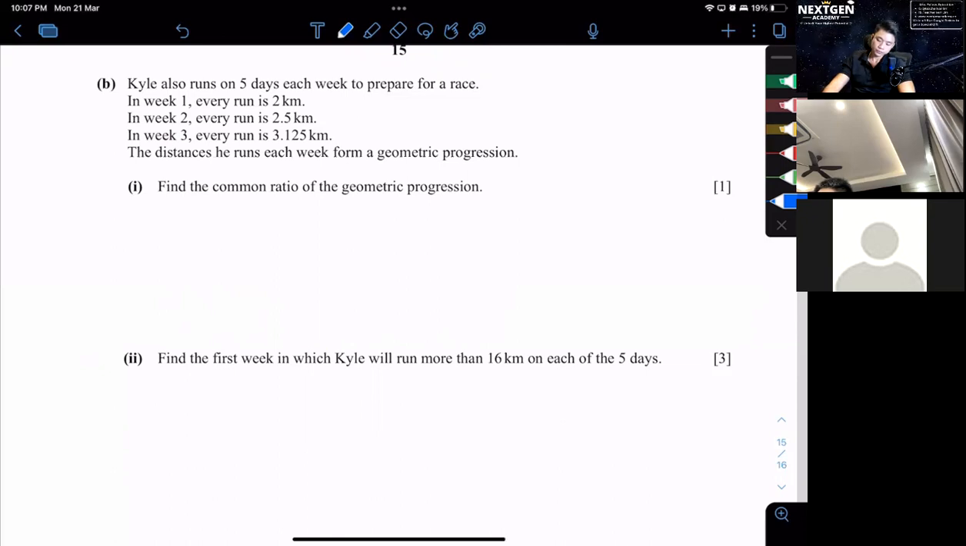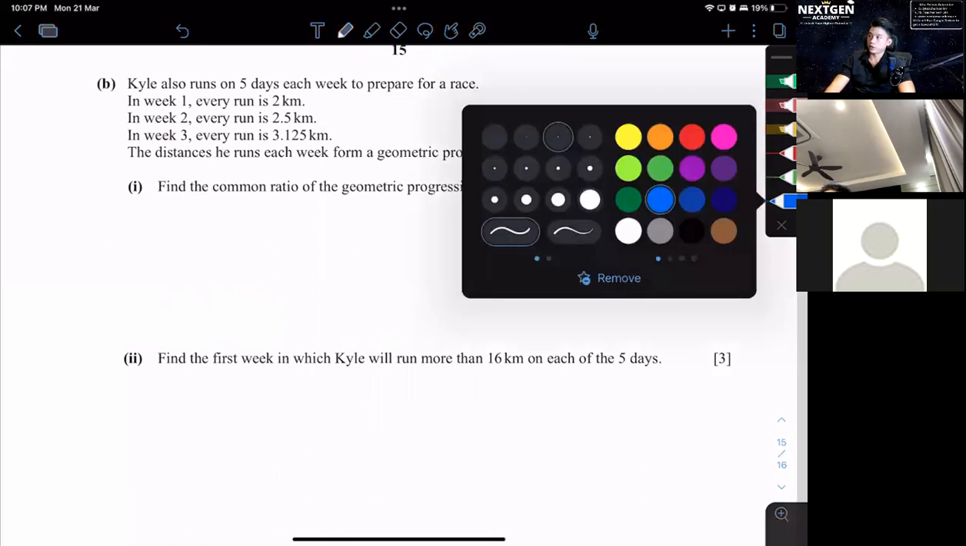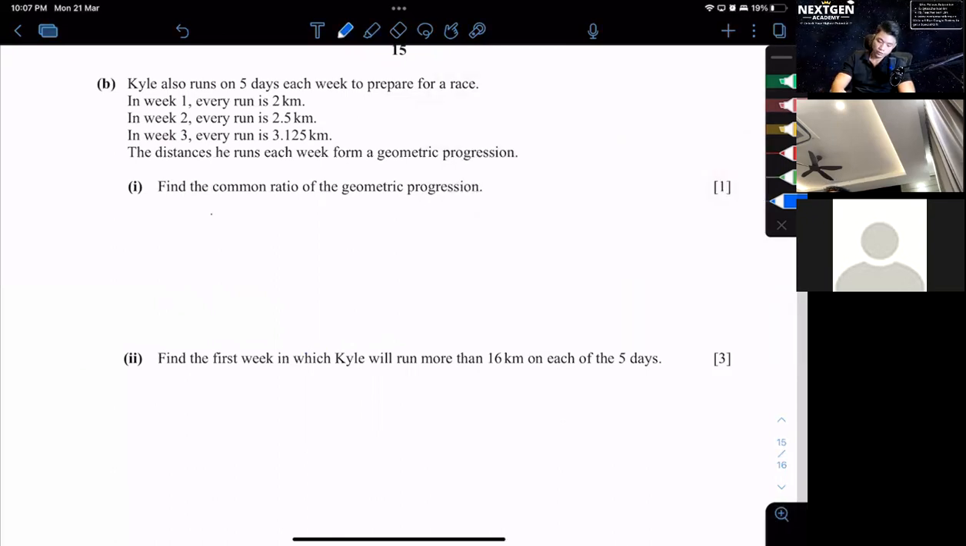Okay. So what's the formula of a geometric progression? The next term divided by the previous term. So you see, his pattern is 2, 2.5, 3.125. Okay, then your r is just 2.5 divided by 2, which is 1.25.